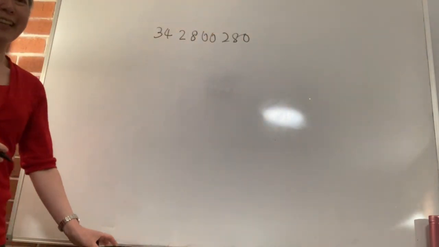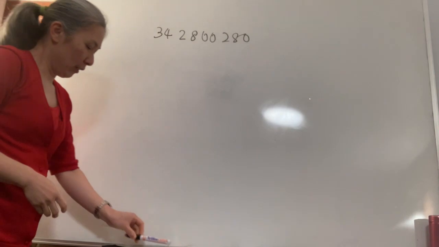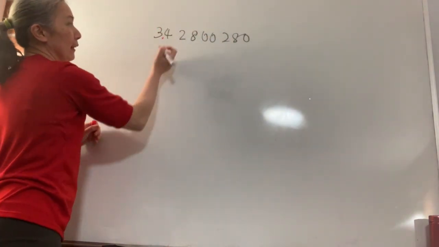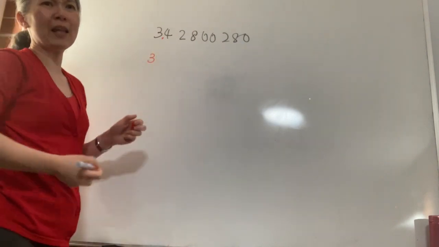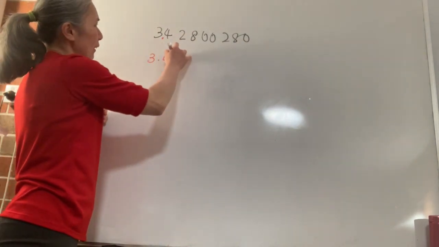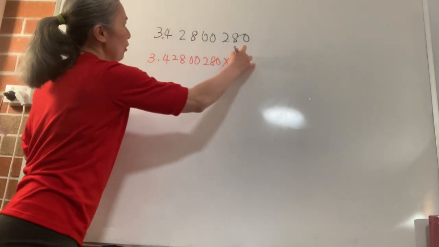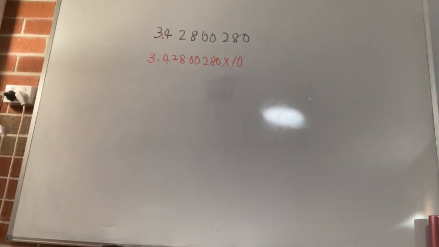Okay, that's the number we get, right? Now we are going to put a dot. That means the dot has to go here. Okay, so let's write it out first. 2800, 280 times 10 to the power of, what would that be? How many times do you shift it? 8 or negative 8? Which one?